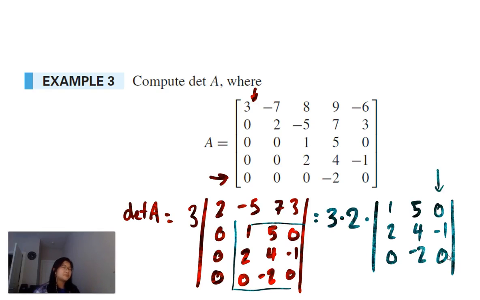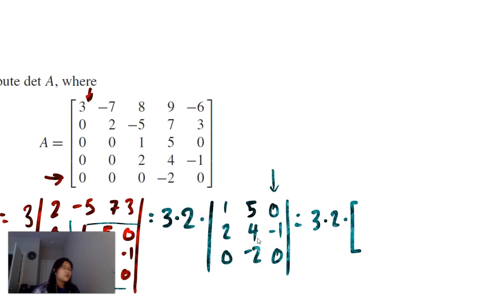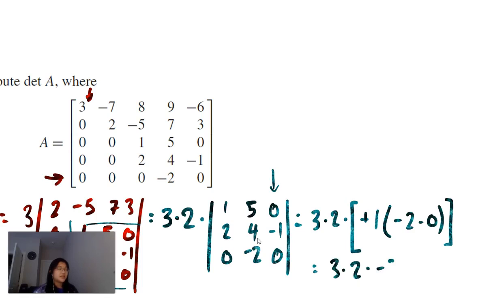Let's use this last column. So our determinant here is going to be 0 minus, let's do 3 times 2 times the determinant of this 3 by 3, which gives us negative 1, so that's positive 1 times negative 2 minus 0. We get zeros everywhere else. So that ends up with 3 times 2 times negative 2, which is negative 12. So our determinant for that 5 by 5 matrix A is negative 12.